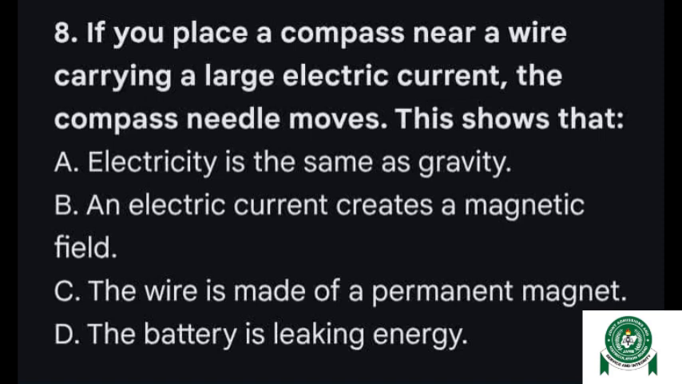Please note that it doesn't show that electricity is the same thing as gravity. It doesn't show that the wire is made up of a permanent magnet and that the battery is leaking energy. These options are wrong. The correct option is option B.